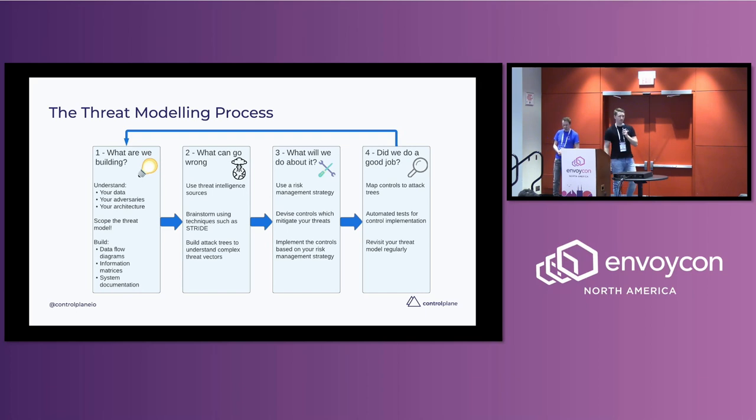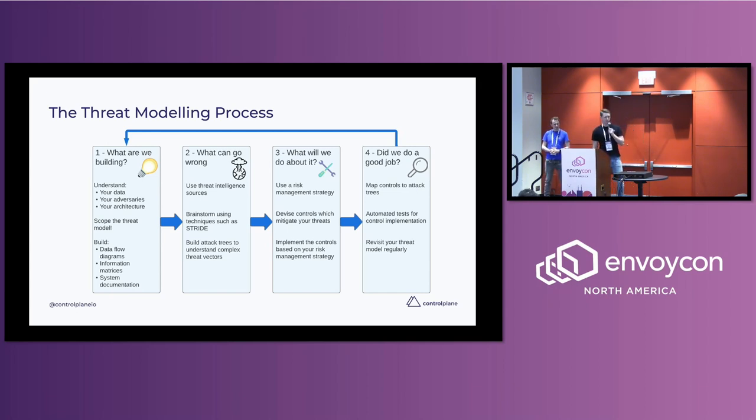In step three, you get actually some of the solutions here, right? So we will begin to build a risk management strategy based on your use case and your system architecture. We will devise controls to help mitigate your threats, and then implement controls based on that risk management strategy that we had set out at the beginning.